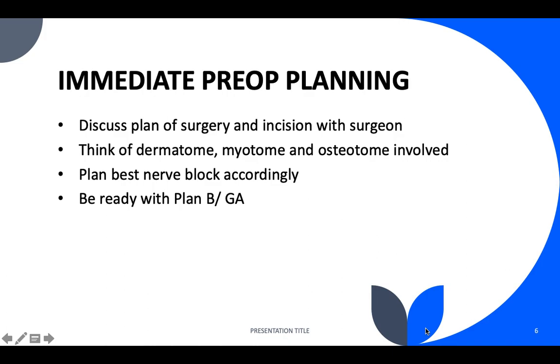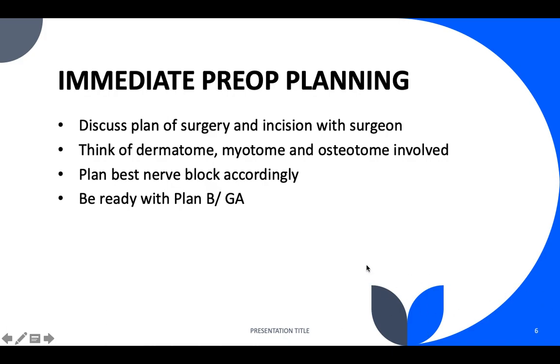Immediate pre-op planning is also important. The patient comes to the pre-operative area or operation theater. At that time, we need to discuss the plan of surgery and incision with the surgeon, because according to the incision, sometimes the block differs. Suppose the incision is on the lateral side of the shoulder, then we need to block the superficial cervical plexus along with the brachial plexus. If the incision is medial, then we need to block T2, that is the intercostal nerve. For that we require just local infiltration, but we need to do it for complete anesthesia and analgesia.